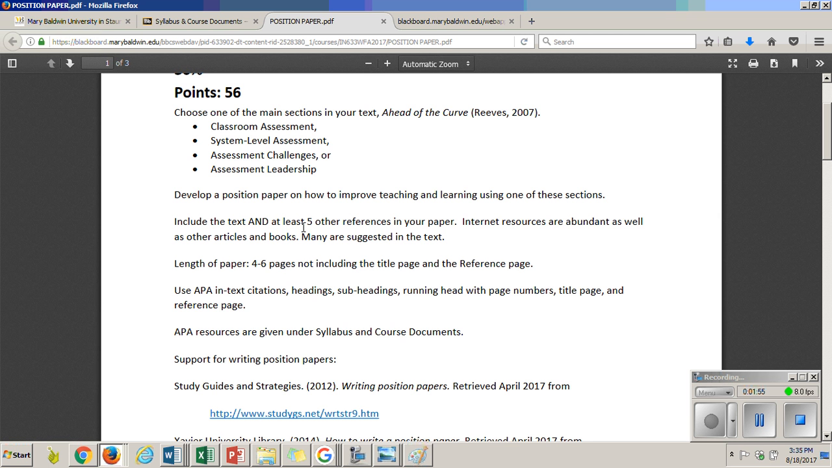This is a scholarly paper, therefore you must have a title page, and you must have a reference page. You need to have a running head that includes the page number. You need to use headings and subheadings. I love headings and subheadings. The more you use headings and subheadings, the clearer your paper is. That's why we have APA.